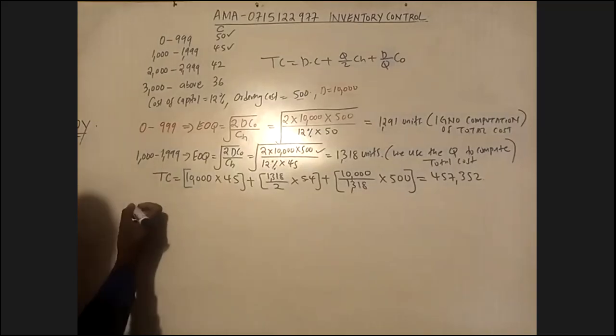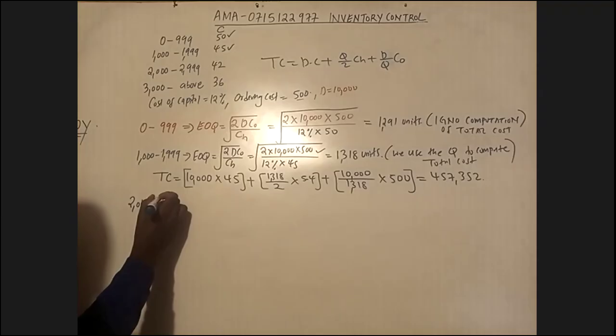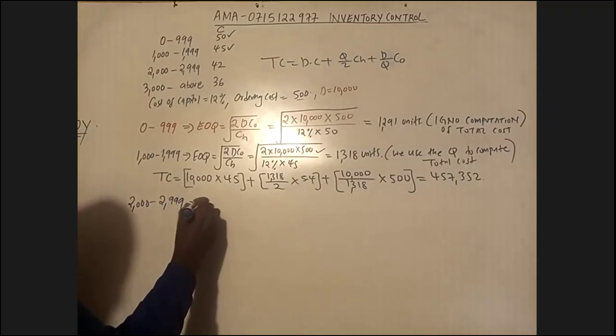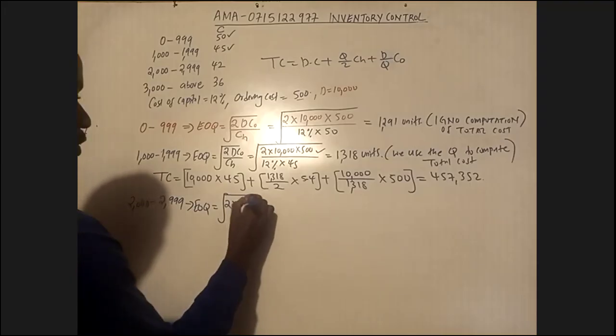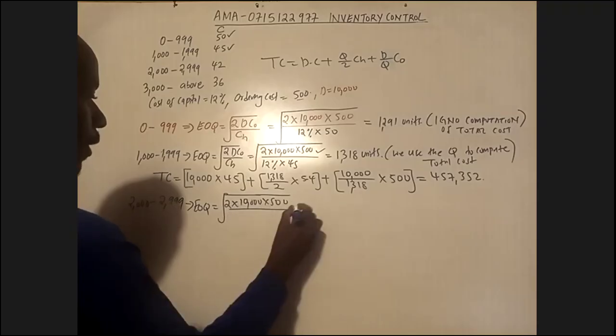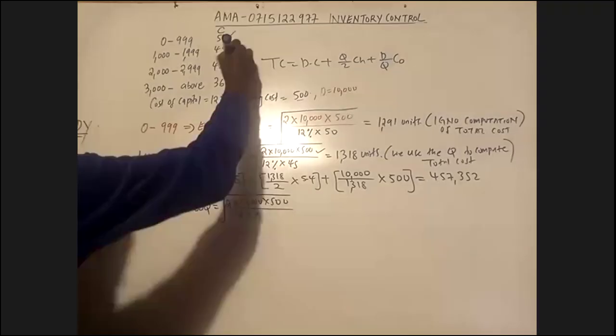Now let's go between 2,000 to 2,999. Our EOQ is the square root of 2 times our D. Our D is 10,000, our C O is 500, and our CH is 12% of our purchase price, 42 bob.